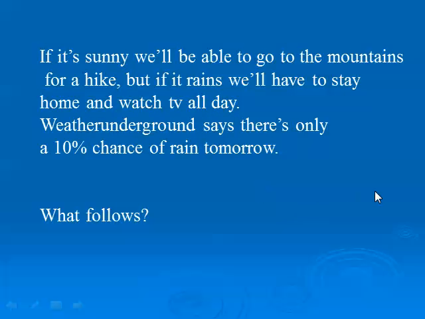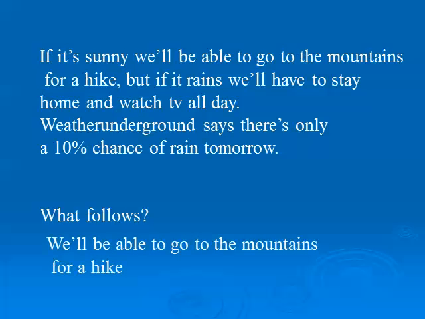Here's a simple example. If you encountered this in everyday life, you'll understand the conclusion right away. If it's sunny, we'll be able to go to the mountains for a hike, but if it rains, we'll have to stay home and watch TV all day. Weather Underground says there's only a 10% chance of rain tomorrow. So, what follows from that? We're going to be able to go to the mountains for a hike. That's natural deduction. That is, it's using your natural intuitive powers to draw a conclusion from premises.